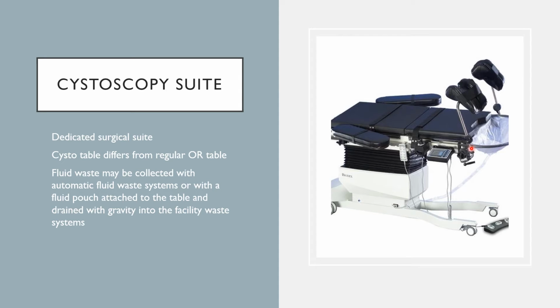This ring is attached to the table. The fluid will drain into the pouch. There is a mesh covering here to capture any kind of solid particles that may come out. And the fluid's going to drain through this tube and into a drain in the floor. This pouch is disposable. It is single use. So when the procedure is over, we simply remove that pouch and discard it and place a new one on the table before the next patient will come in.